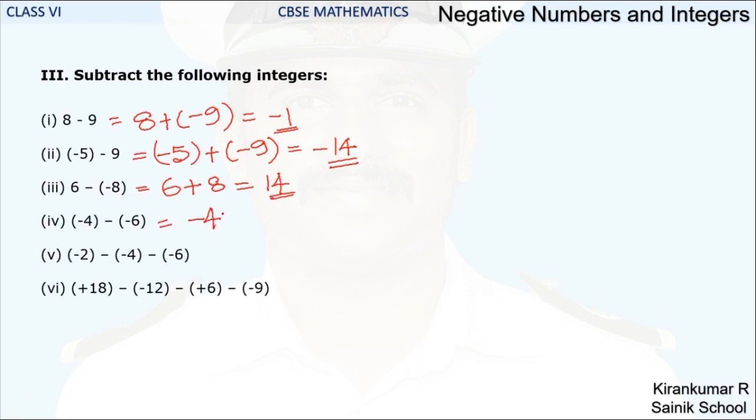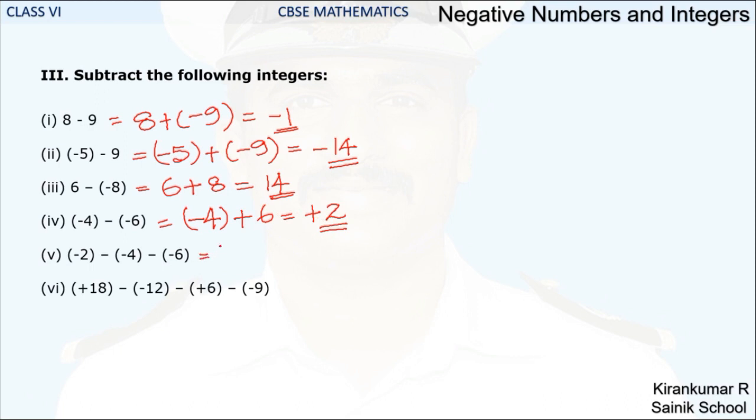Same way, minus 4, I'll change the sign of the second integer. Here it is minus 6. When it is changed, it becomes plus 6. Unlike signs, we need to subtract and take the sign of the larger absolute value. So positive 6 minus 4 is 2.